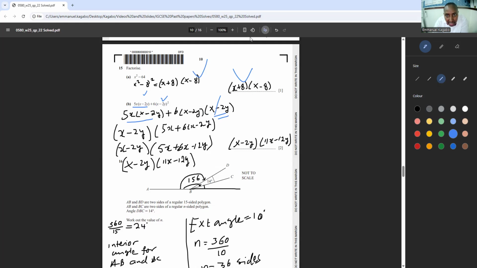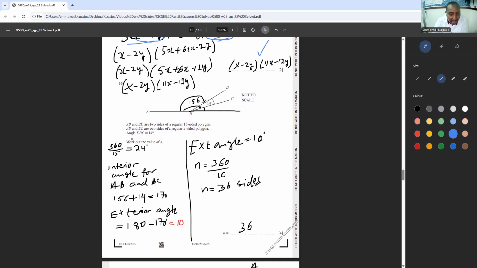This one, let me not cancel. This one and this are the same. Can I factorize that? If I take it outside, I will remain with 5. Here, this is gone. What do I mean with 6 bracket x minus 2y? Now, here we need to simplify. This one is x minus 2y. Here, it will be 5x. Then here will be 6x. Then minus 12y. So this and this gives me 11x minus 12y. Then that is your final answer. And we have fully factorized it. Okay? Now, another question here.